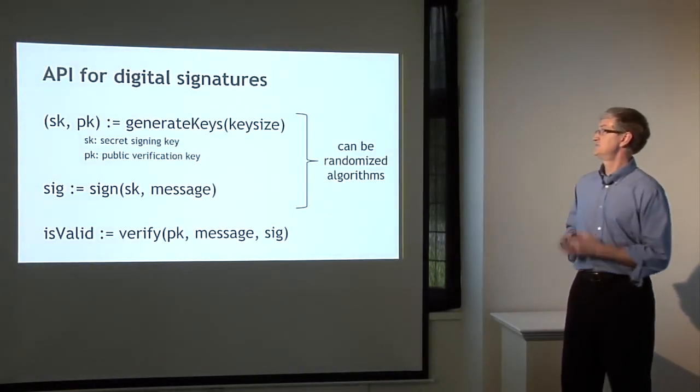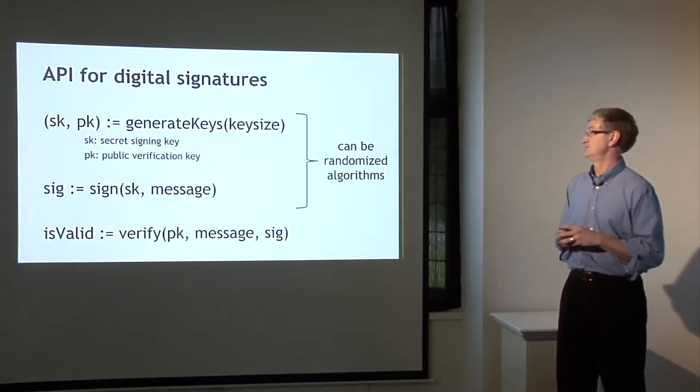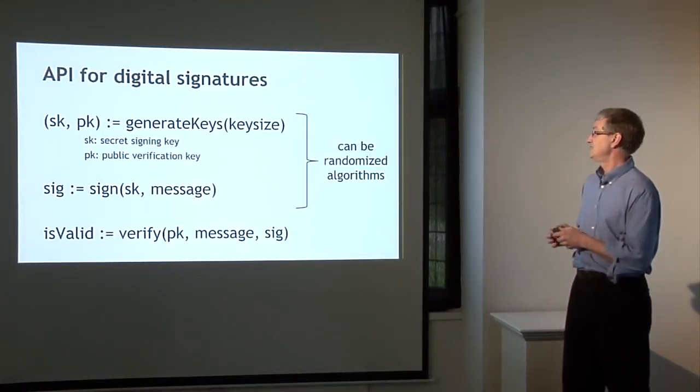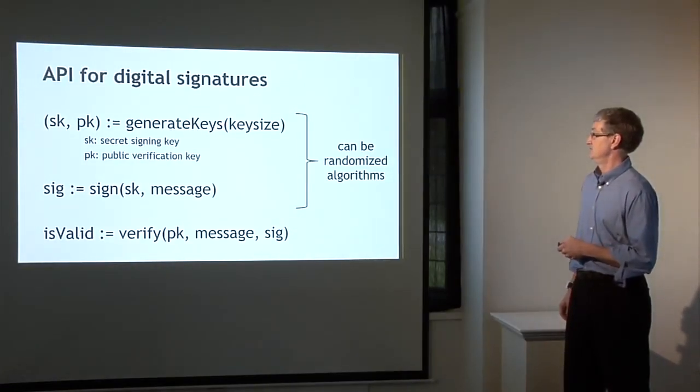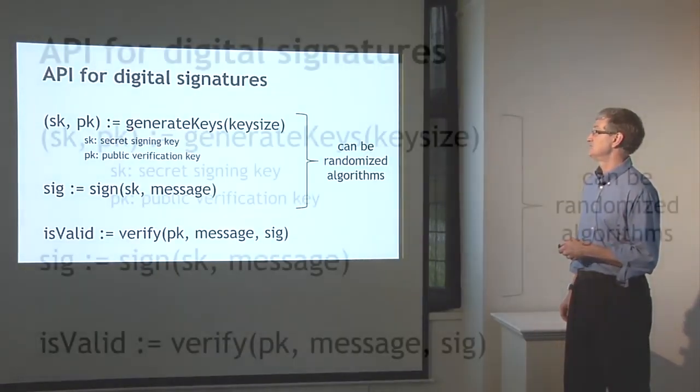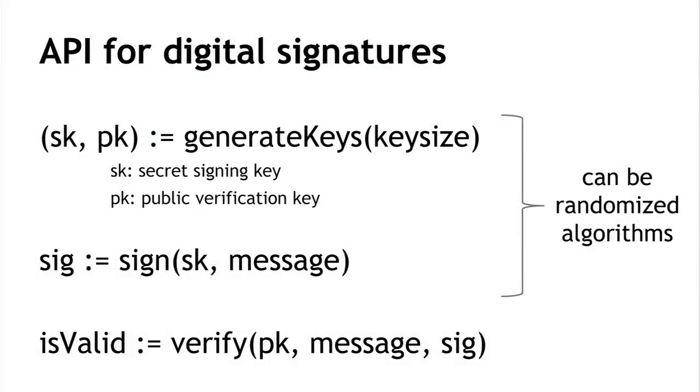So let's get into the nuts and bolts. Here's an API for digital signatures. There are three operations that we need to be able to do. The first one is that in the beginning we need to be able to generate keys. So we have a generate keys operation, and we tell it a key size: how big in bits should the keys be? This produces two keys, SK and PK. SK is a secret signing key. This is information you keep secret that you use for making your signature. And PK is a public verification key that you're going to give to everybody and that anybody can use to verify your signature when they see it.